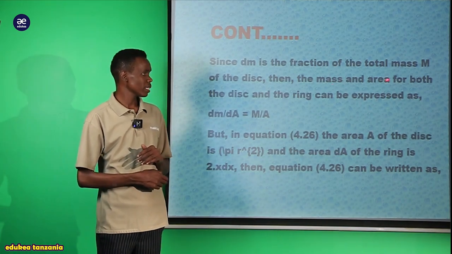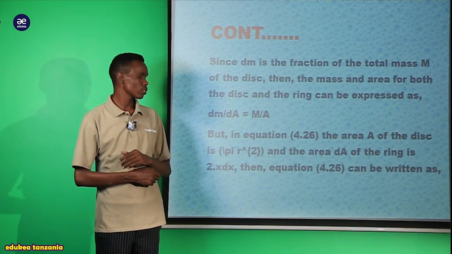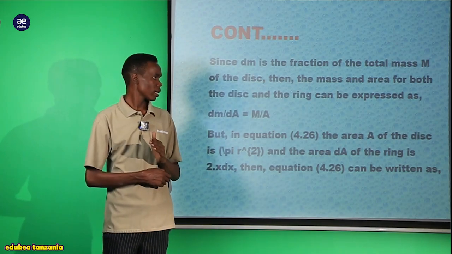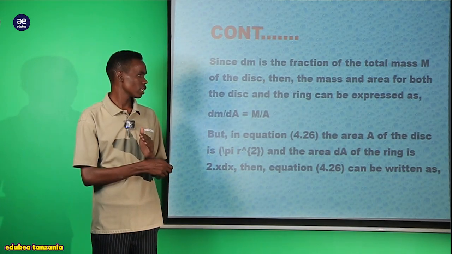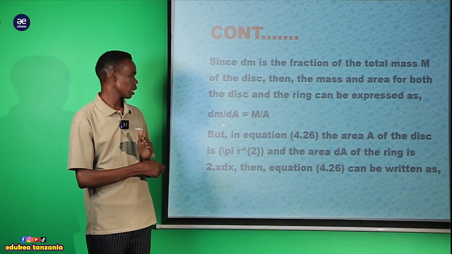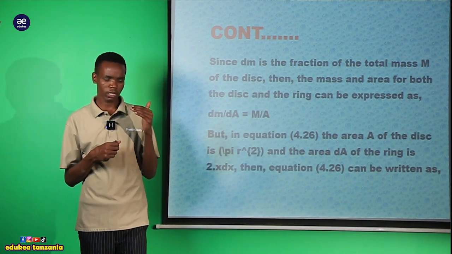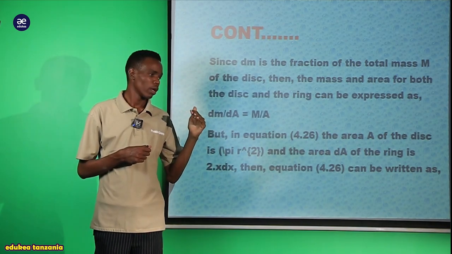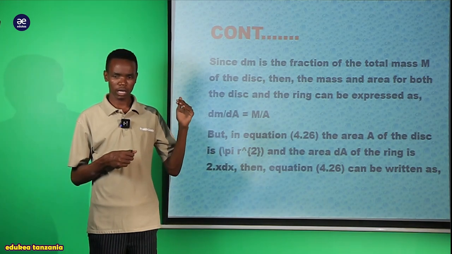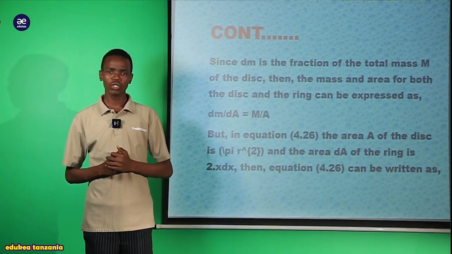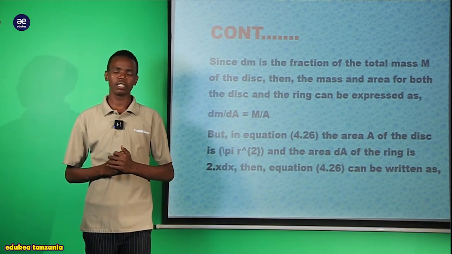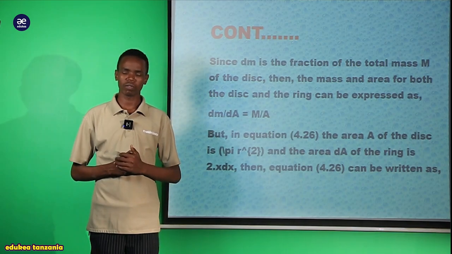So the mass and the area for both the disk and the ring can be expressed as this one. So in terms of the area, we should represent it in terms of the fraction.